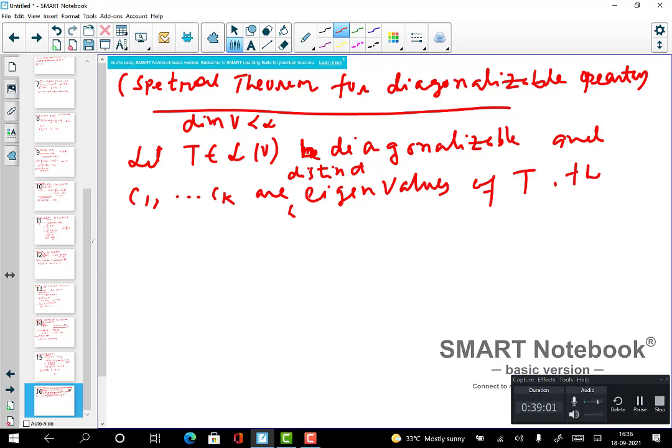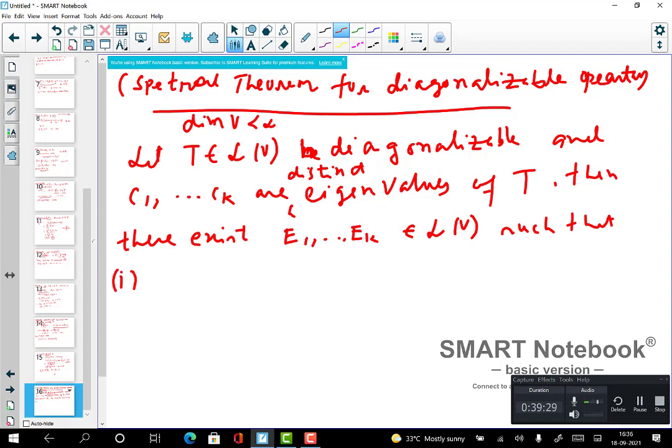Then what happens? Then there exist linear operators e1, e2, ..., ek, where k is the number of such eigenvalues, belonging to L(V), such that the following hold. Number one is that these e_i are projections, that is, e_i squared equals e_i, for all i equal to 1 to k.